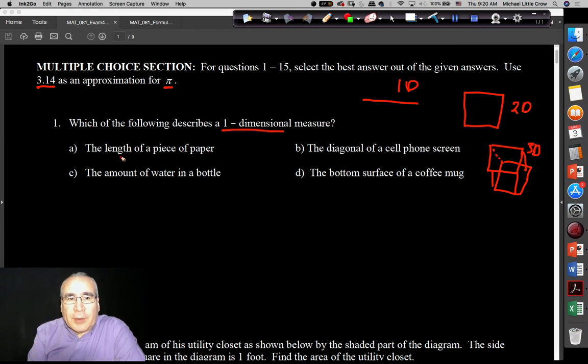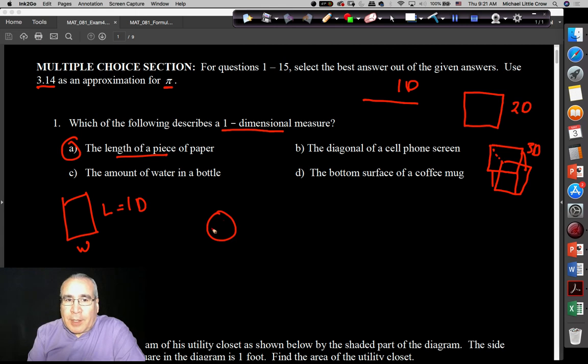So first of all, we look at each one. A length of a piece of paper. Well, a piece of paper has 2 dimensions, but the length, maybe length and width, the length is only 1 dimension. Well, that looks like that's going to be our answer. We'll circle it for now, but let's look at the other. The amount of water in a bottle. Now, how do we measure the amount of water in a bottle? Well, even if it's a round bottle, there's a length, a width, a height. So there's the area of the circular area, and then there's a height. There's going to be 3 dimensions involved.